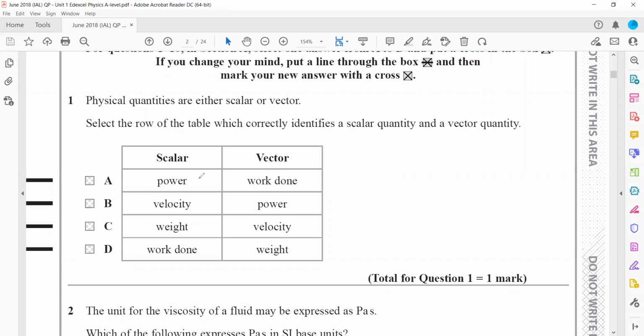When we check power, either power will be there or work done. But when we check, work done is not a vector quantity. Weight is a vector, so D is the right answer.